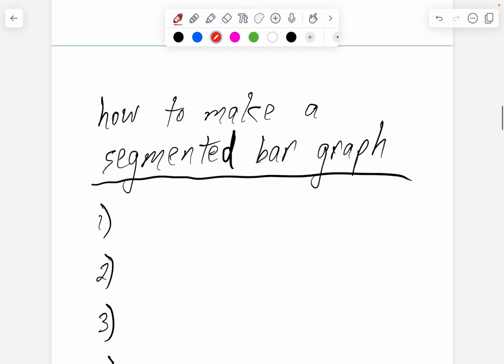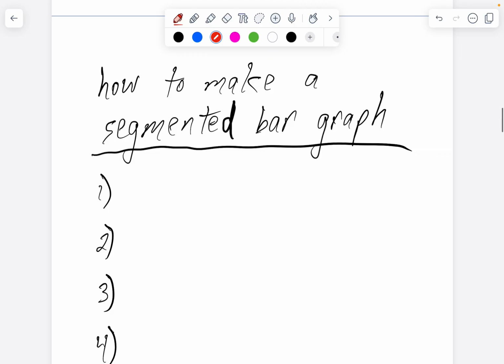Now, if we're starting from scratch and it's our job to make one of these types of graphs, the segmented bar graph, for example, there are specific things you want to include on your graph in terms of how this is going to happen. First of all, you have to make a decision on which variable you're going to choose to be the explanatory variable and which variable is the response variable. What's your input? What's your output?